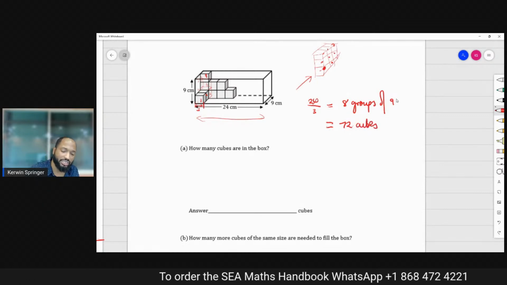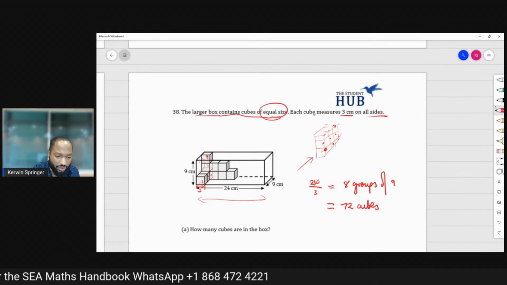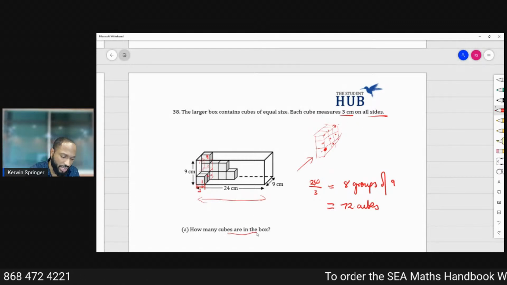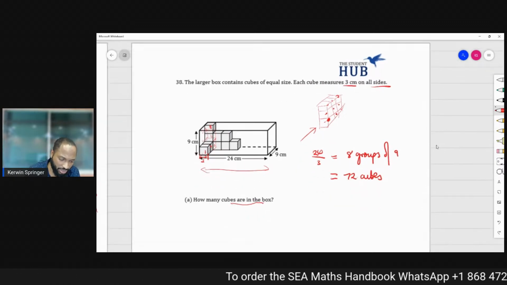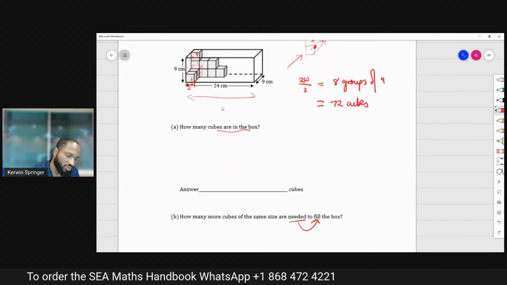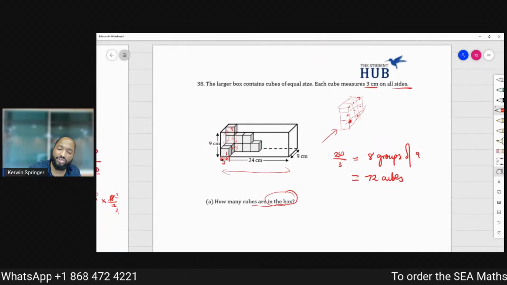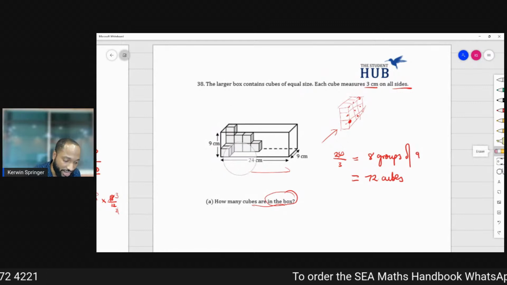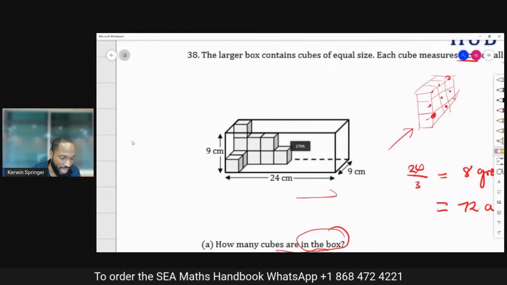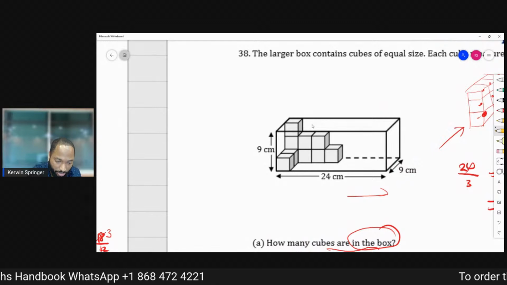Let me just check these questions again. The larger box contains cubes of equal size. Each cube measures 3 centimeters on all sides. How many cubes are in the box? And then the next part is what? How many more cubes of the same size are needed to fill the box? So right now, when they say how many cubes are in the box, is it that they just want us to check how many cubes are literally in the box? I immediately began working out how many cubes would fill the box, but maybe we need to just humble ourselves.